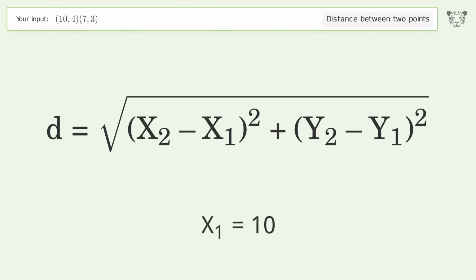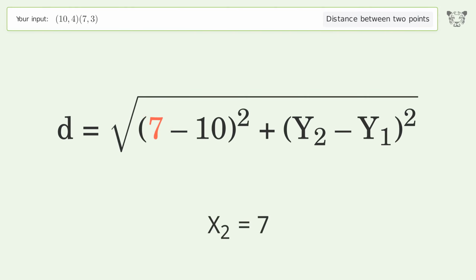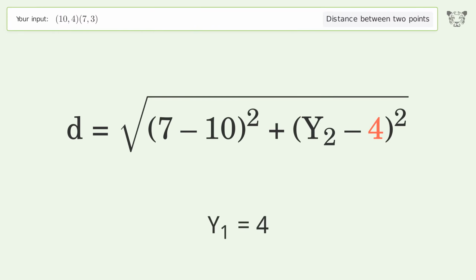x1 equals 10. x2 equals 7. y1 equals 4. y2 equals 3.